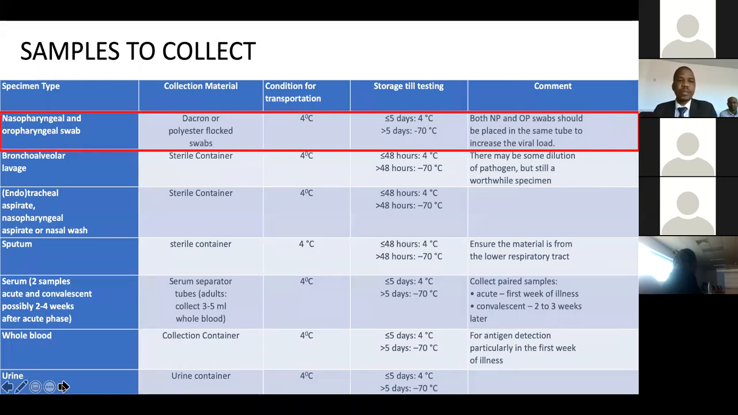To collect this sample, we need dacron or polyester flocked swabs. Note that wooden swabs are not recommended for this sample collection. The good thing is that after they've been collected, the samples can be stored at 4 degrees Celsius before they are shipped to the laboratory. They can stay up to 5 days, though I don't like advising that. Usually I tell them 3 days so that they send them to the lab faster and we beat the turnaround time. After collecting the swabs, you want both the nasopharyngeal swab and the oropharyngeal swab to be placed in one viral transport media so that you increase the viral load and hence increase the chances of picking up the organism through testing.